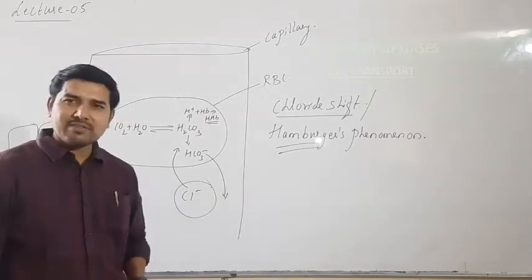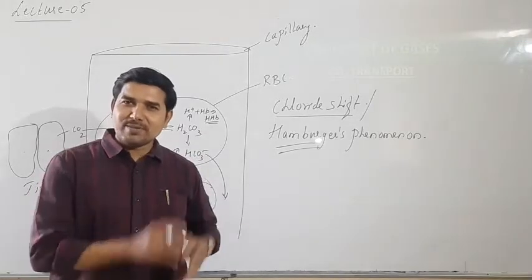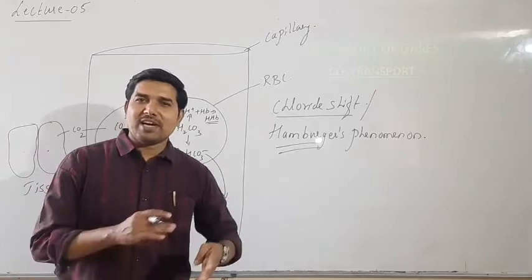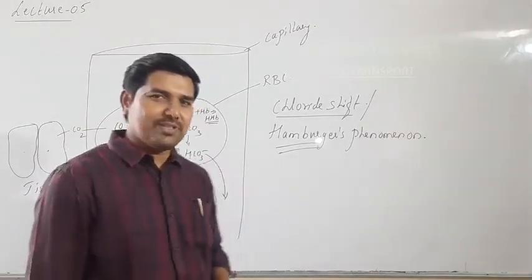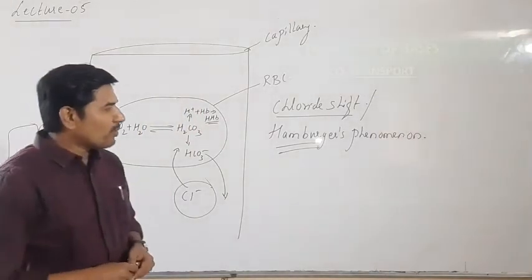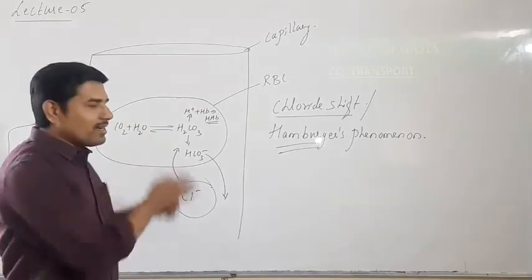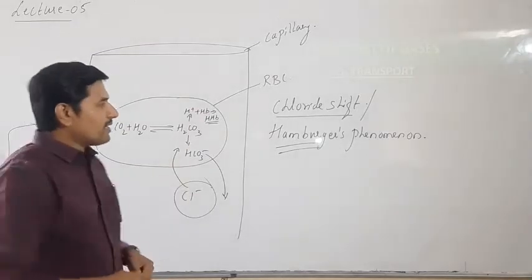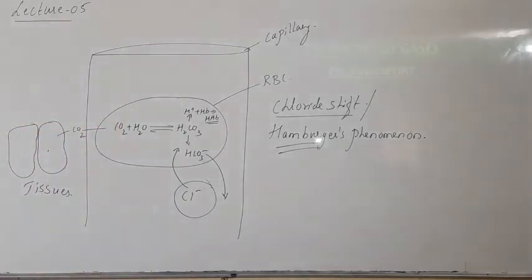And in this Hamburger's phenomenon, there is a maintenance of ionic balance in the RBCs as the chloride ions enter into the membrane of RBC and the bicarbonate ions leave the membrane of RBCs. Hence we call this phenomenon the chloride shift or Hamburger's phenomenon, associated with the transport of gases. With this, let's move on to the next part.